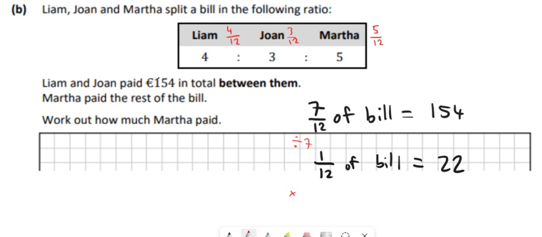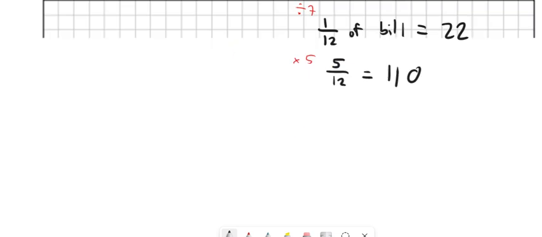So if I multiply that then by 5, it'll give me what 5/12 of it is, which is what Martha had to pay, which is what we want. So 22 multiplied by 5 gives me 110. And that's how much she paid then.